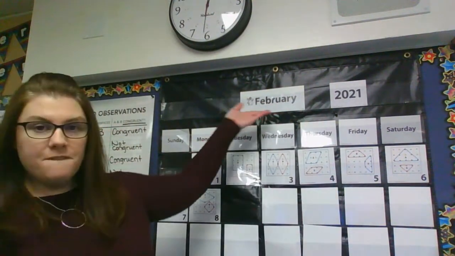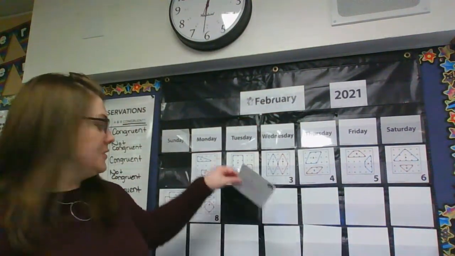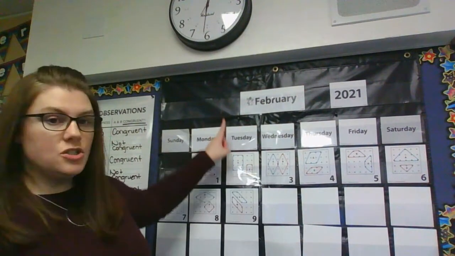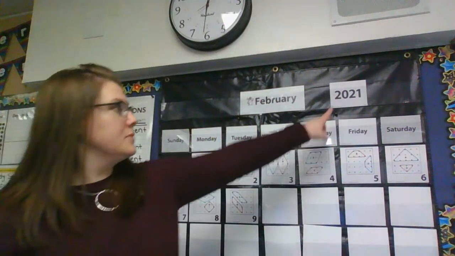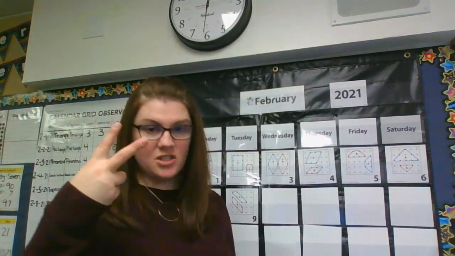The number 9, which means it's the 9th day of the month. What month? Say it with me. February. Good. So let's put our whole date together. Today is Tuesday, February 9th, 2021. Good. And we remember February is our second month of the year.